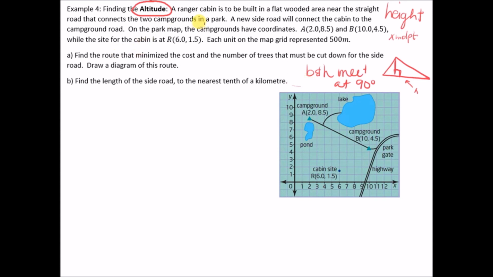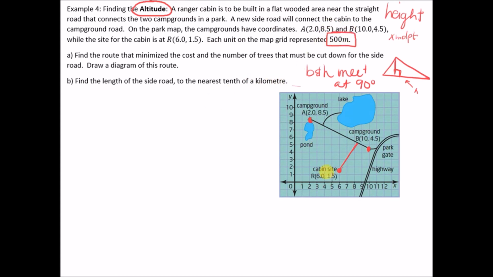Okay, so let's read this question. A ranger cabin is to be built in a flat wooded area near the straight road that connects 2 campgrounds in a park. So we have campground A, which is here, and campground B, which is here. And they're trying to build a ranger cabin right here. A new side road has to be built right here in order to connect the ranger cabin with the road. And just a note, each unit on the map grid represents 500 meters.